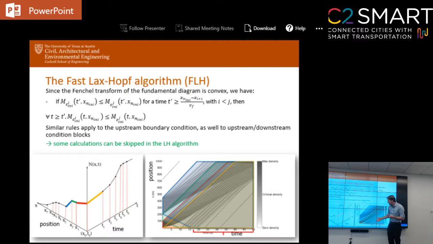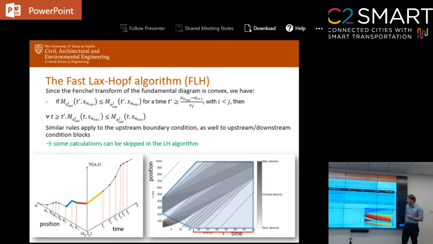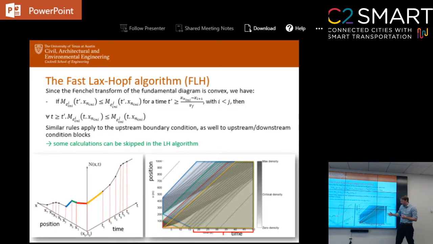In that case, you can discard for all other times the other contributions, and the solution will just be given by that formula, or the other initial conditions beyond that point. So that allows you to eliminate quite a bit of computations, because based on these rules, and you have like 6 or 7 rules like this, you can further reduce the computational time by not evaluating every single one of these.